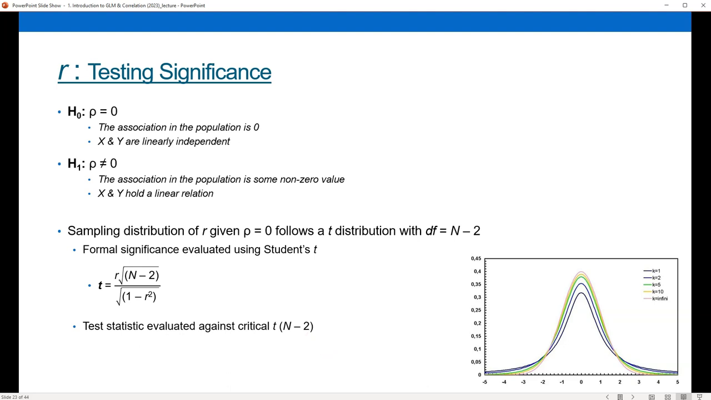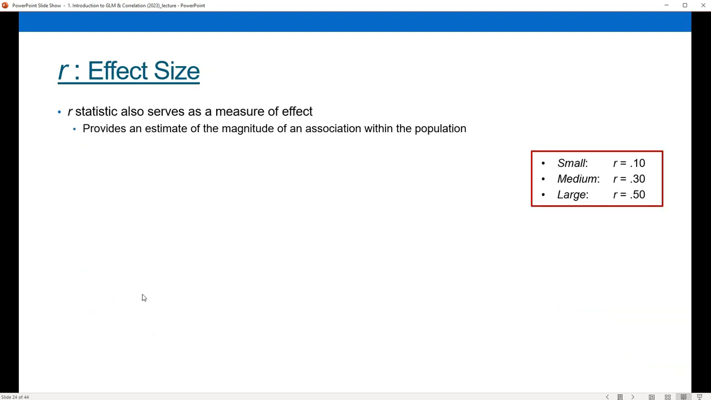So when we're just talking about the Pearson correlation and running our actual inference test, easy. It's a distribution you're all familiar with, just a t, and pretty easy to get to our test statistic based on our coefficient here. Okay. Other thing that's important to note is that our Pearson correlation also doubles as a measure of effect size. Okay, so it's our statistic, but it's also just a raw measure of effect, indicating the estimate of the magnitude of an association within the population.